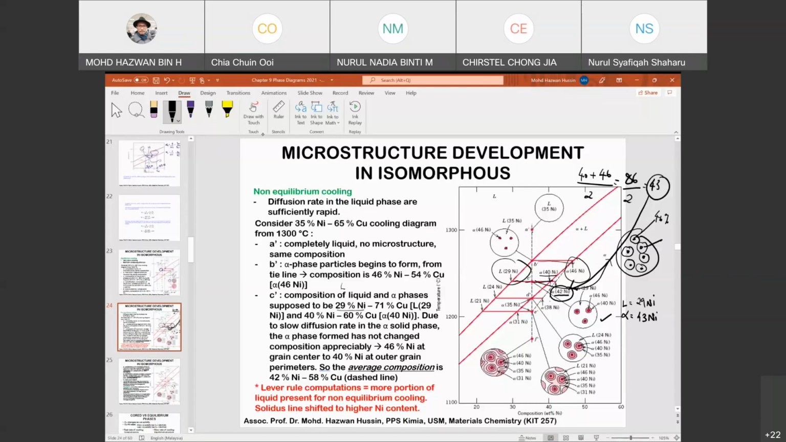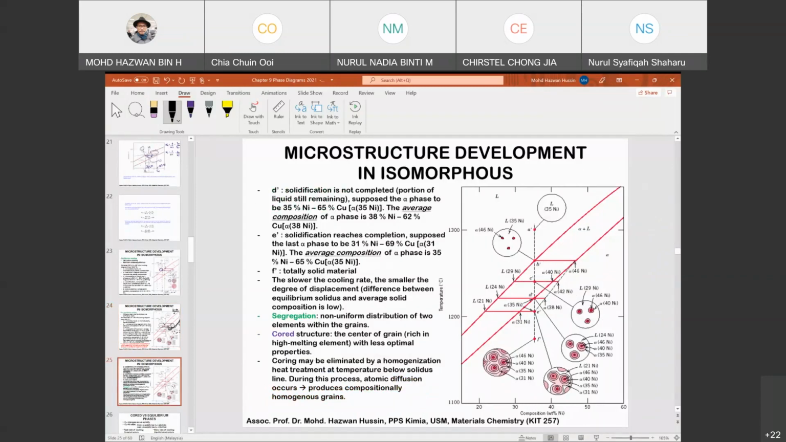Level rule composition, more portion of liquid phase for non-equilibrium cooling. Solidus line shifted to the higher nickel content. Yes, as I said, since it is a non-equilibrium cooling, the solidus line will be shifted a bit to the higher nickel content. All right, at point D prime, solidification is not completed, even though it's already here at the solidus line, okay? A portion of liquid is still remaining, okay?